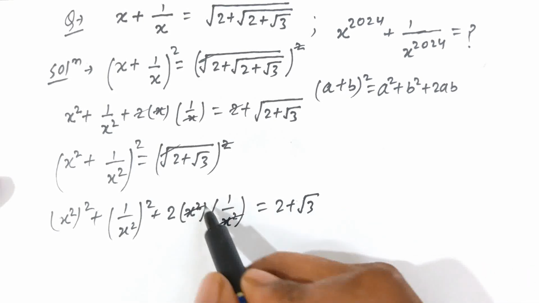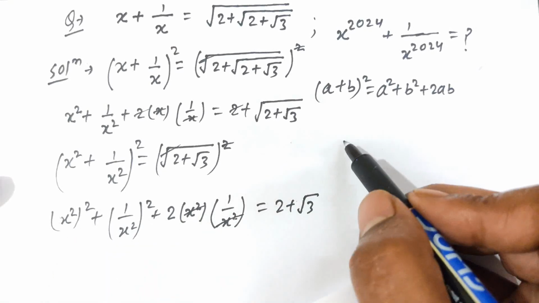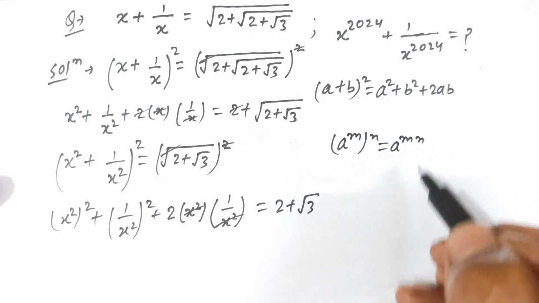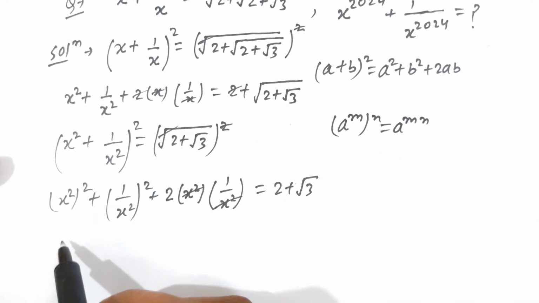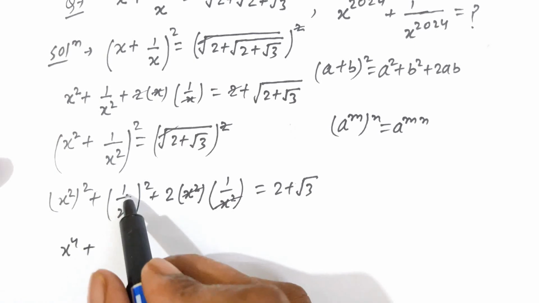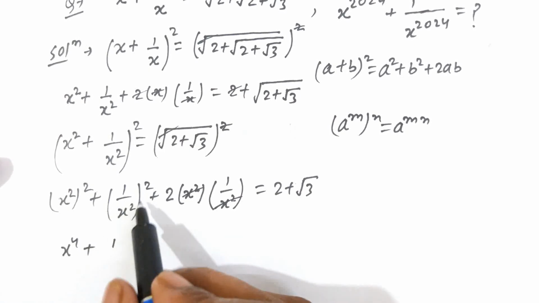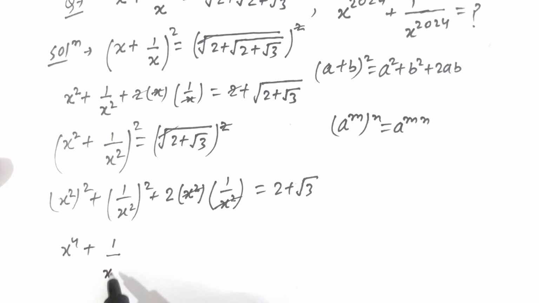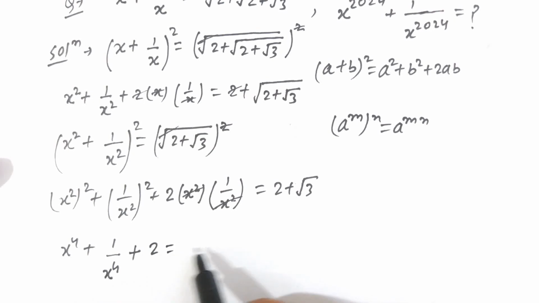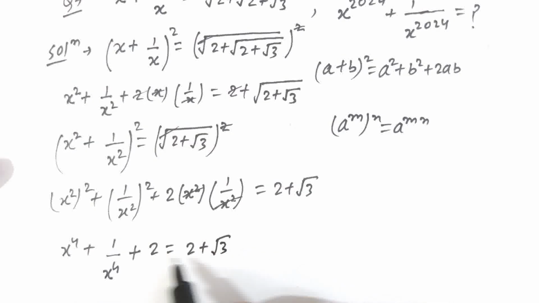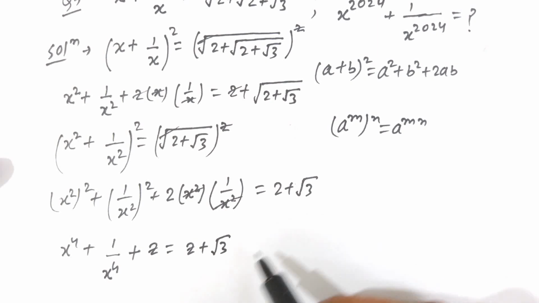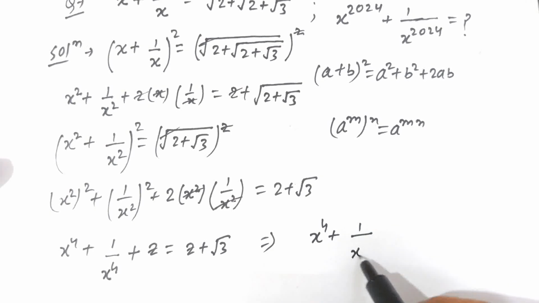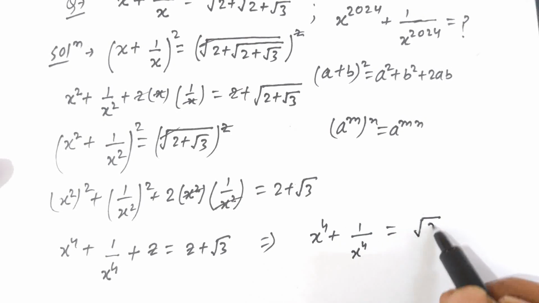Now this x square and this x square is cancelled out, and here we will apply this rule, that is (a power m) power n is equal to a power m times n. So here we will apply this rule, then x power 4 plus, and here (1 by x square) power 2, that is 1 power 2, that is 1, and (x power 2) power 2, that is x power 4, and plus 2, this is equal to 2 plus square root of 3. Then this plus 2 and this plus 2 is cancelled out. This implies here in left hand side we have x power 4 plus 1 by x power 4, this is equal to square root of 3.